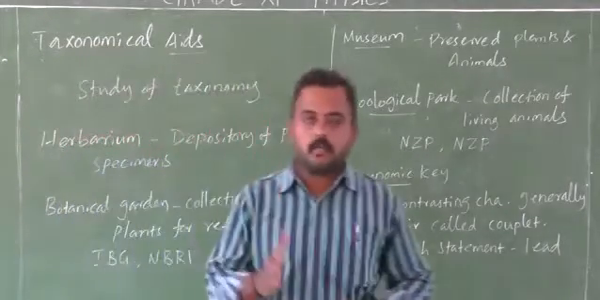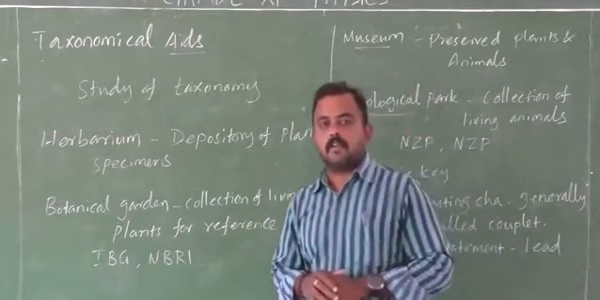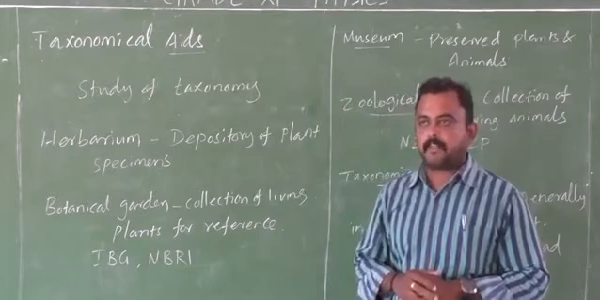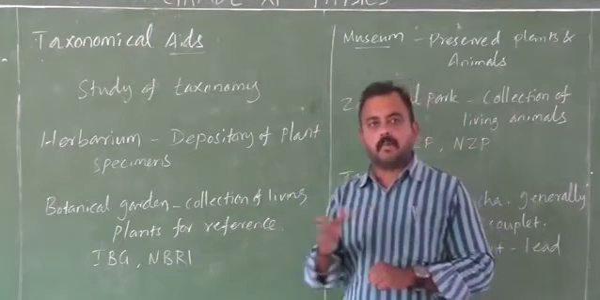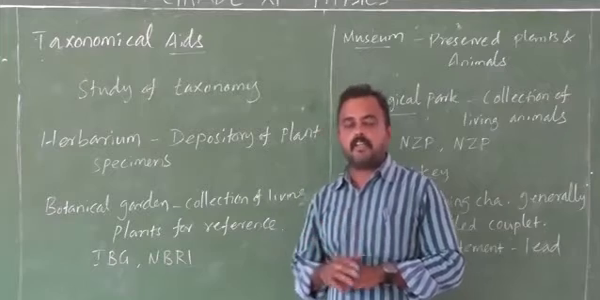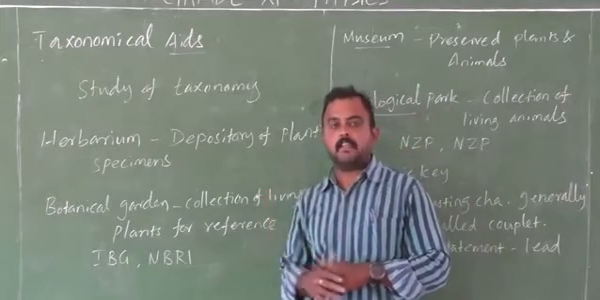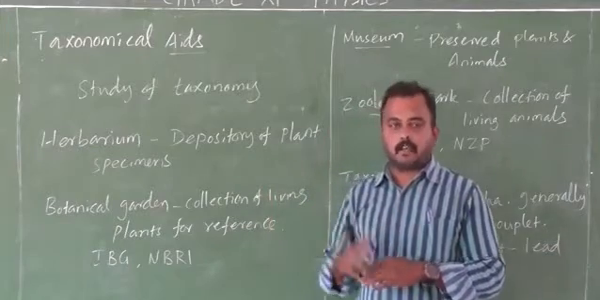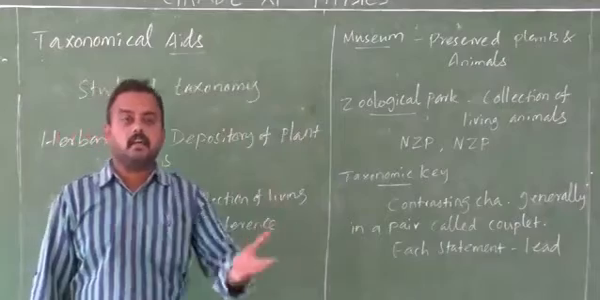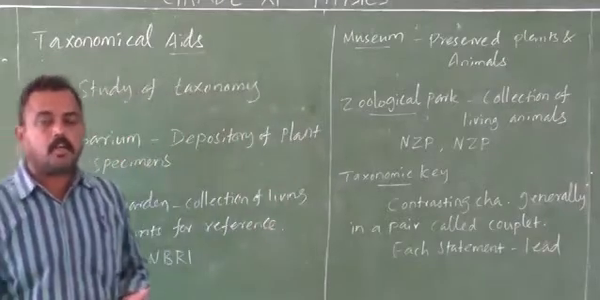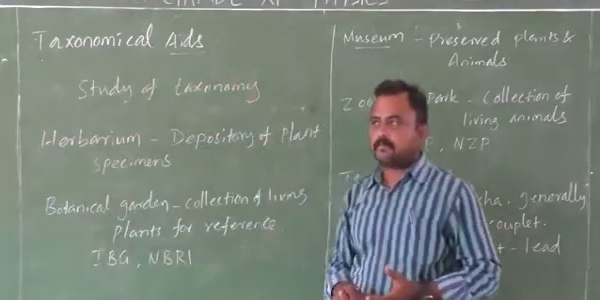In previous classes, we have seen about living. What is living? What are the characteristics of living organisms? Then biodiversity and classification, nomenclature, binomial nomenclature, taxonomy, taxonomic category, taxonomic hierarchy. These are all the things we have seen in the last class. Today we are going to see about taxonomical aids.